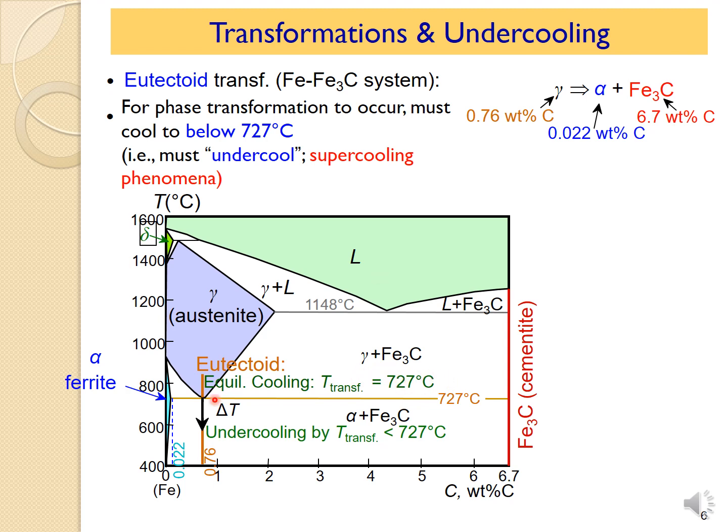So keep in mind, in the following discussions, when we talk about phase transformations, it happens at an undercooled or supercooled state, which means we cool quickly from the austenite phase, rapidly cooling it to below 727. So it will be an undercooled state for the non-equilibrium phase transformation to happen.